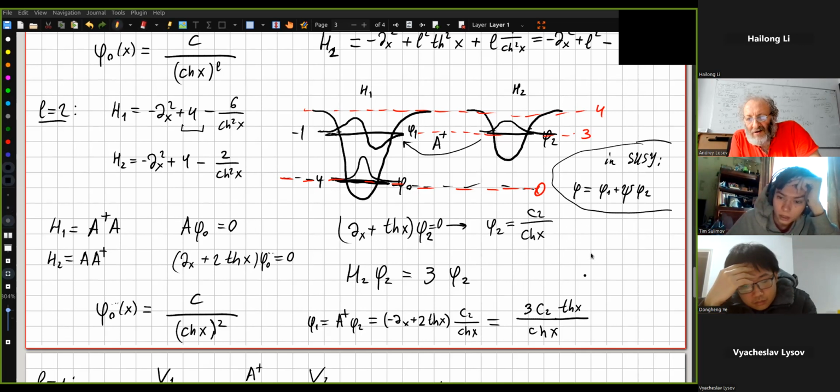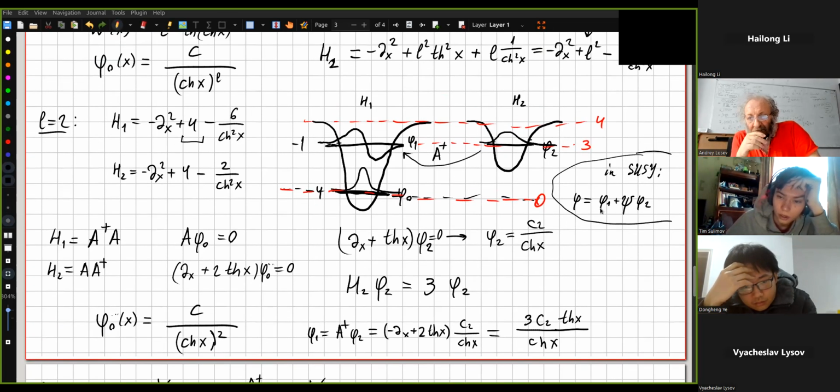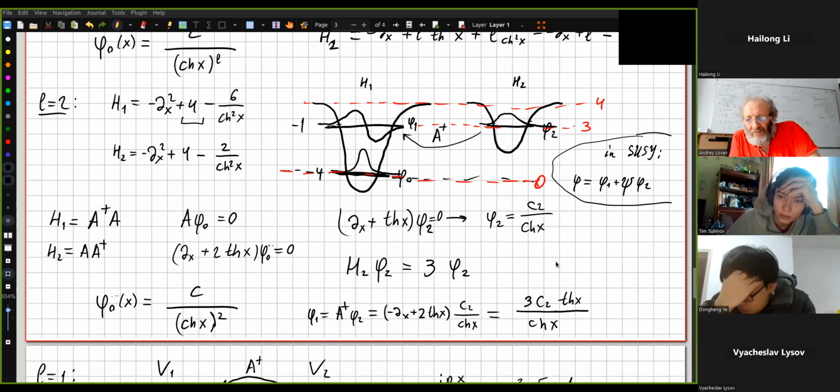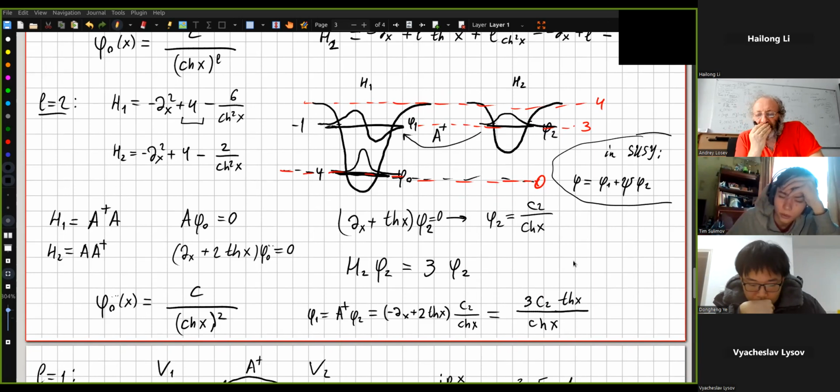Now, this is not the general case. In general, we do not know in advance the ground state of the partner Hamiltonian. So please realize this. But here we know it just because the potentials are the same. And this allows us to find the partner state by acting with A dagger. And here we got it, and it turned out to be the first excited and the only excited state for H1, and it's just hyperbolic tangent of x over hyperbolic cosine of x.